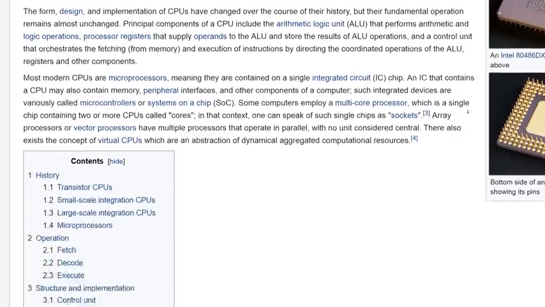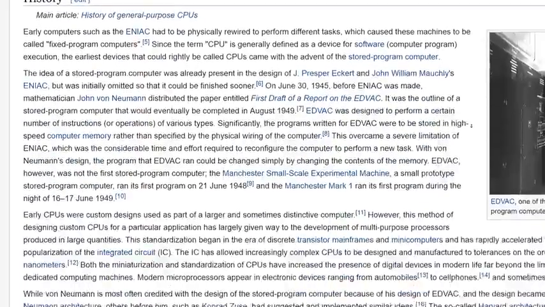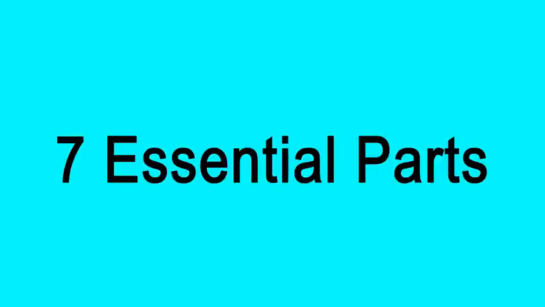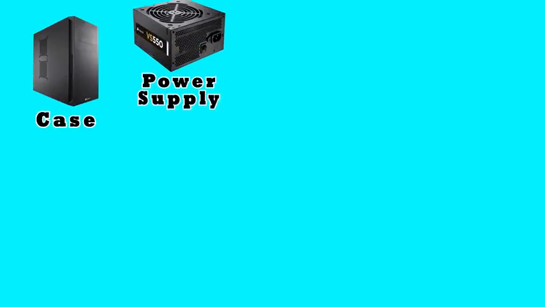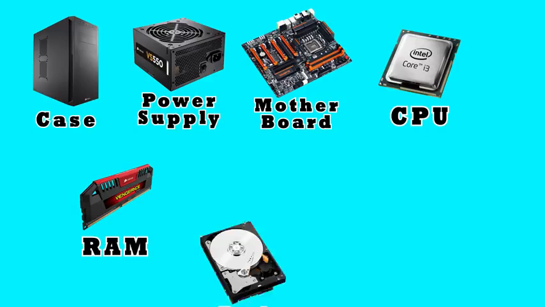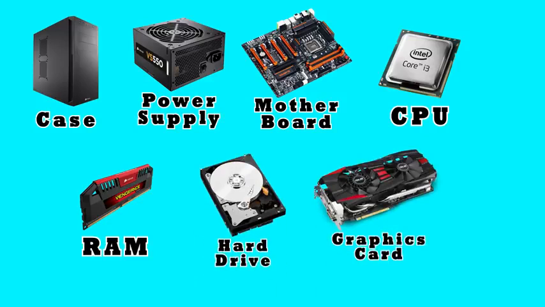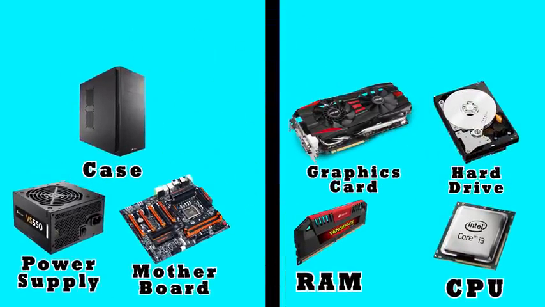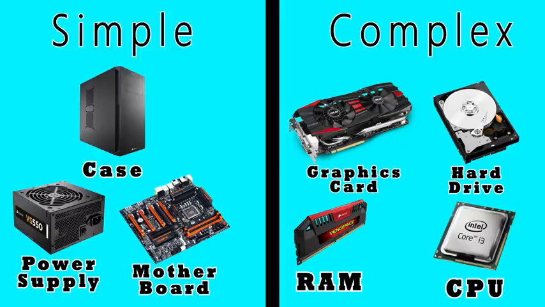While each one of these components is complex enough to spend a lifetime learning about, I'm going to give a very broad and general overview. A typical desktop computer comes down to these 7 essential parts: case, power supply, motherboard, CPU, RAM, hard drive, and graphics cards. These are the fundamental parts of any desktop computer. It may seem daunting at first, so let's separate these into 2 categories: simple ones and the more complex ones.